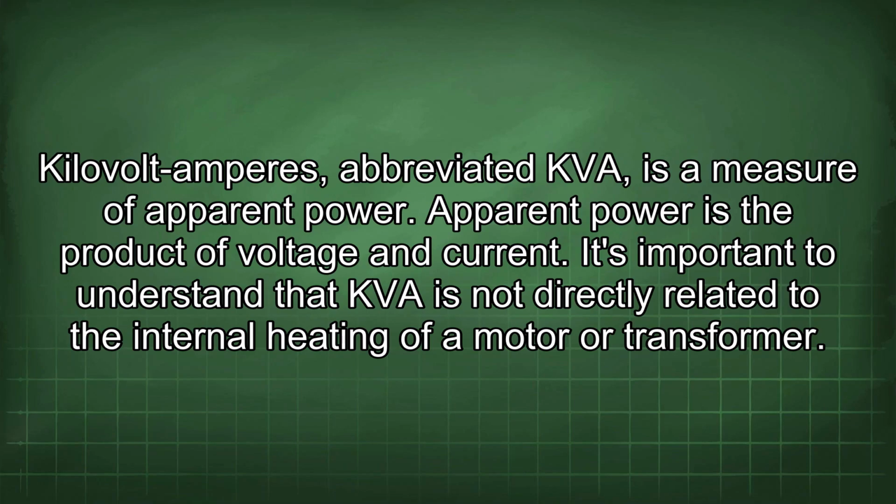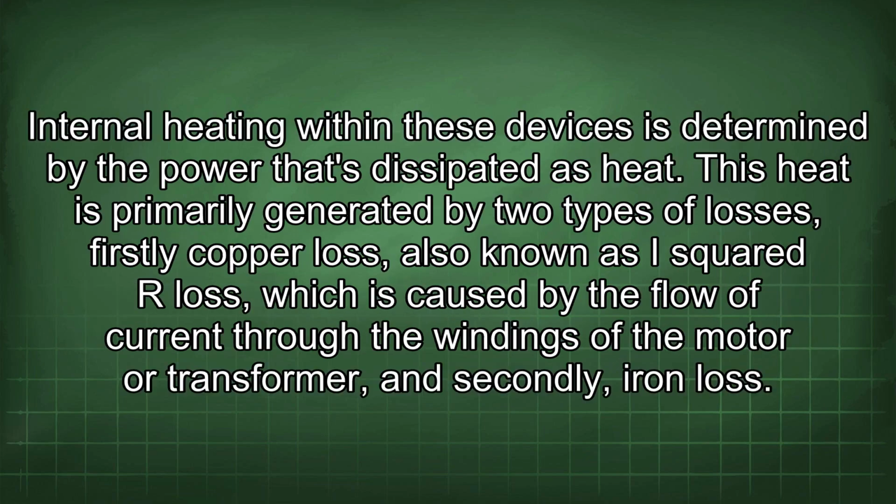Kilovolt ampere, abbreviated kVA, is a measure of apparent power. Apparent power is the product of voltage and current. It's important to understand that kVA is not directly related to the internal heating of a motor or transformer. Internal heating within these devices is determined by the power that's dissipated as heat. This heat is primarily generated by two types of losses.